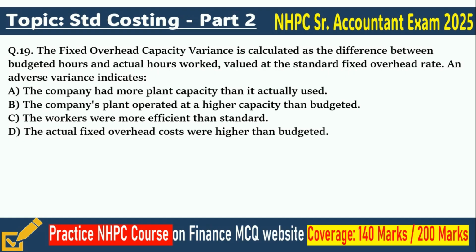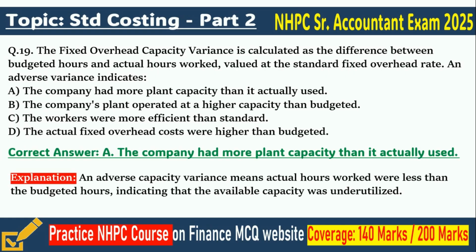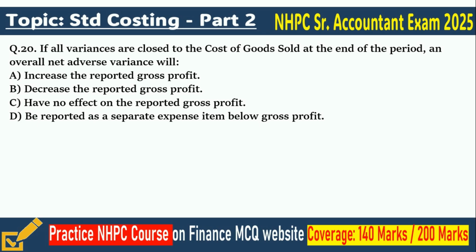So, friends, here the correct answer is option A, which says the company had more plant capacity than it actually used. So, friends, an adverse capacity variance means actual hours worked were less than the budgeted hours, indicating that the available capacity was underutilized. Moving on, friends, next question.